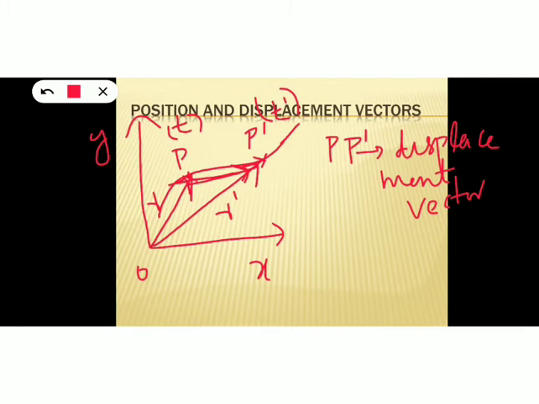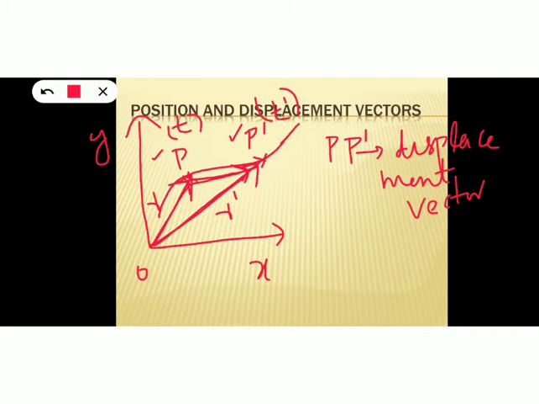Again, P is the initial position, P dash is the final position. So PP dash means the distance between initial and final position, which forms our displacement vector. Now here OP is the position vector. OP dash is also a position vector at the position P dash.